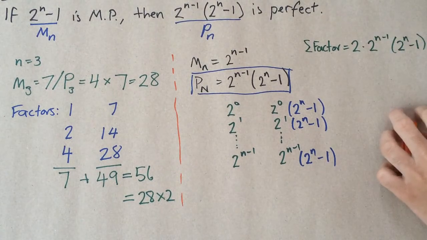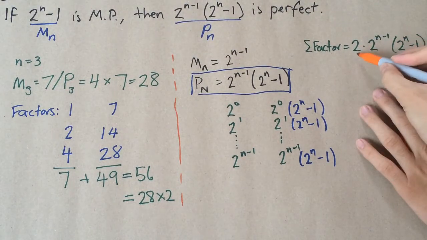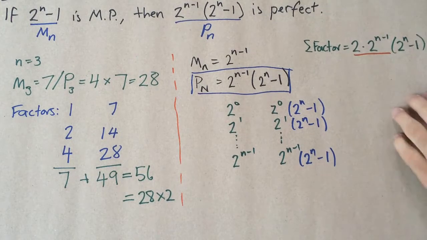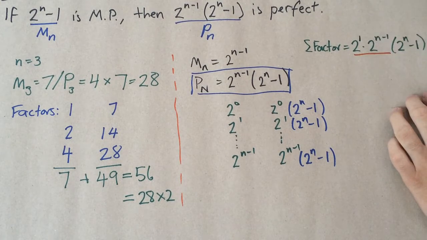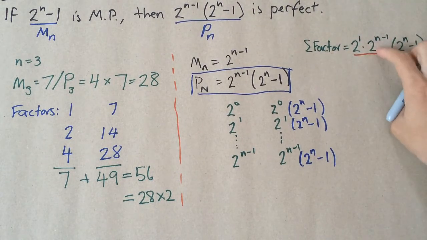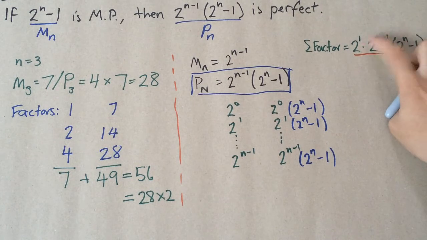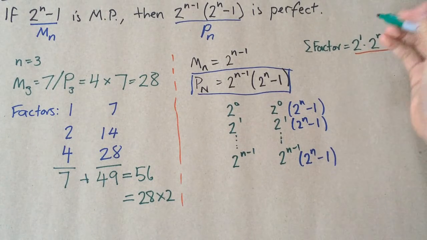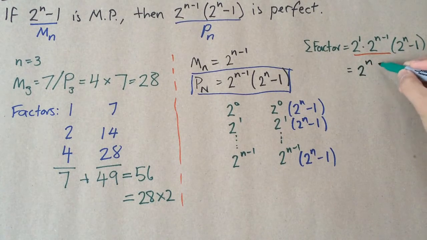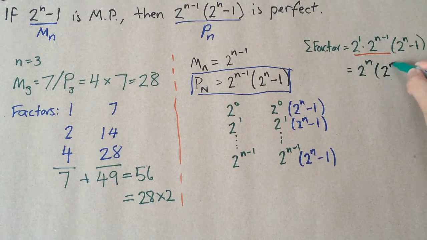Right, now let's look at this bit for a second. We see this bit, which is 2 times 2 to the power of n minus 1. It's in the same base, so we could do what we did previously with the indices rule. This is 2 to the power of 1. So when you have two numbers with the same base multiplying by each other, we just simply add the indices. So 1 plus n minus 1, the 1s cancel each other out. So what we get is just simply 2 to the power of n times 2 to the power of n minus 1.